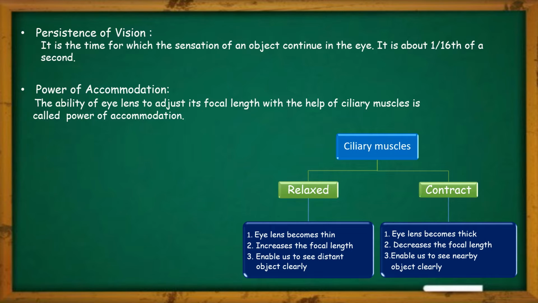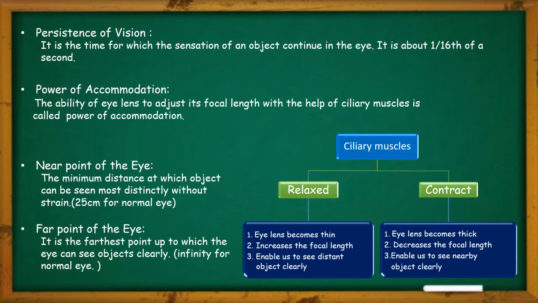So these are the two positions of ciliary muscles by which our power of accommodation of our eye changes. Now let us know about two more important terms: the near point of our eye and the far point of our eye. What is the near point of our eye? This is the minimum distance at which an object can be seen most distinctly without causing any strain in our eye. For the normal human eye, this distance is 25 centimeter.